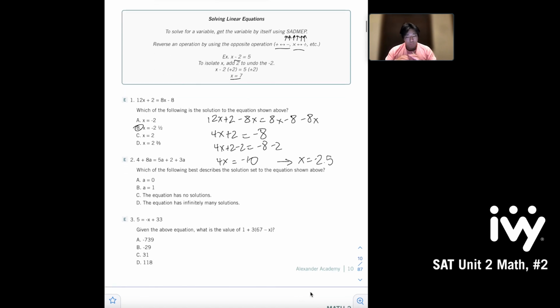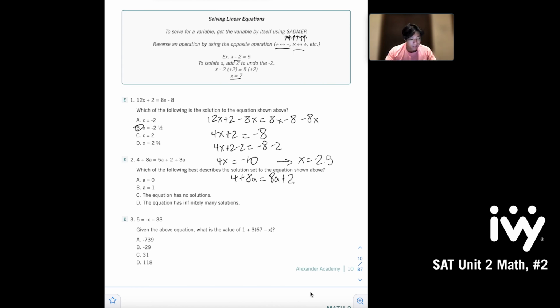Question 2. 4 plus 8a is equal to 5a plus 2 plus 3a, and we're asked what is the solution set to this equation. So let's first simplify it. So we're left with 4 plus 8a, and we're simplifying by adding the two a components on the right. So we're left with 8a on the right as well, plus 2.